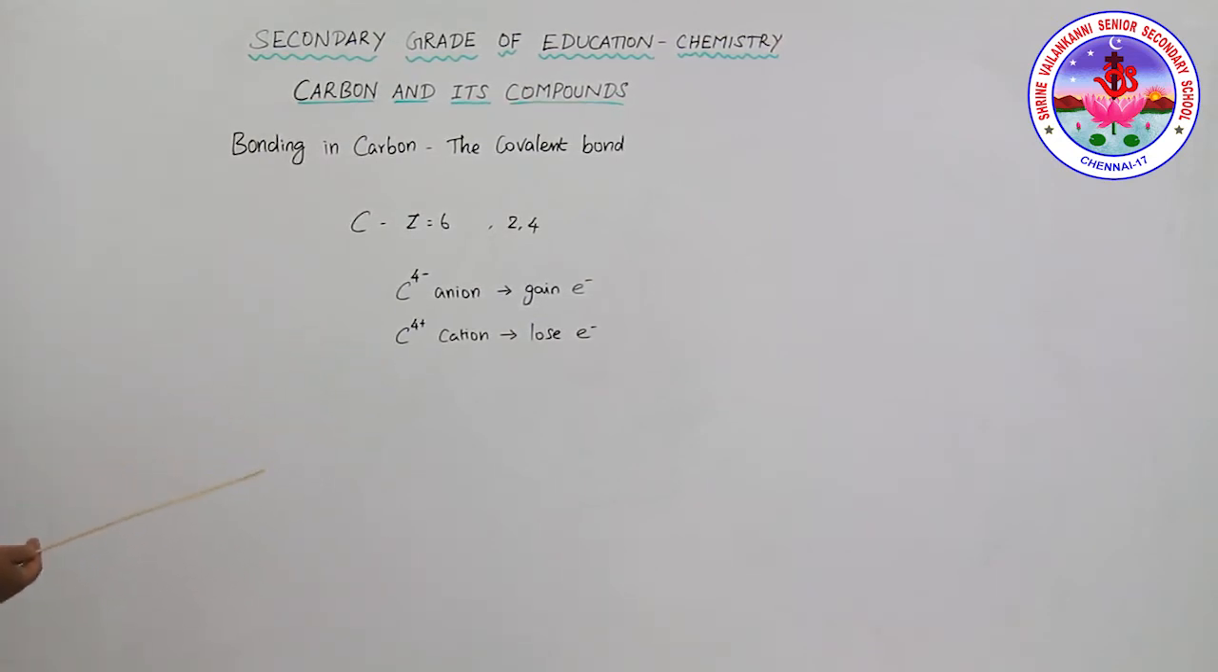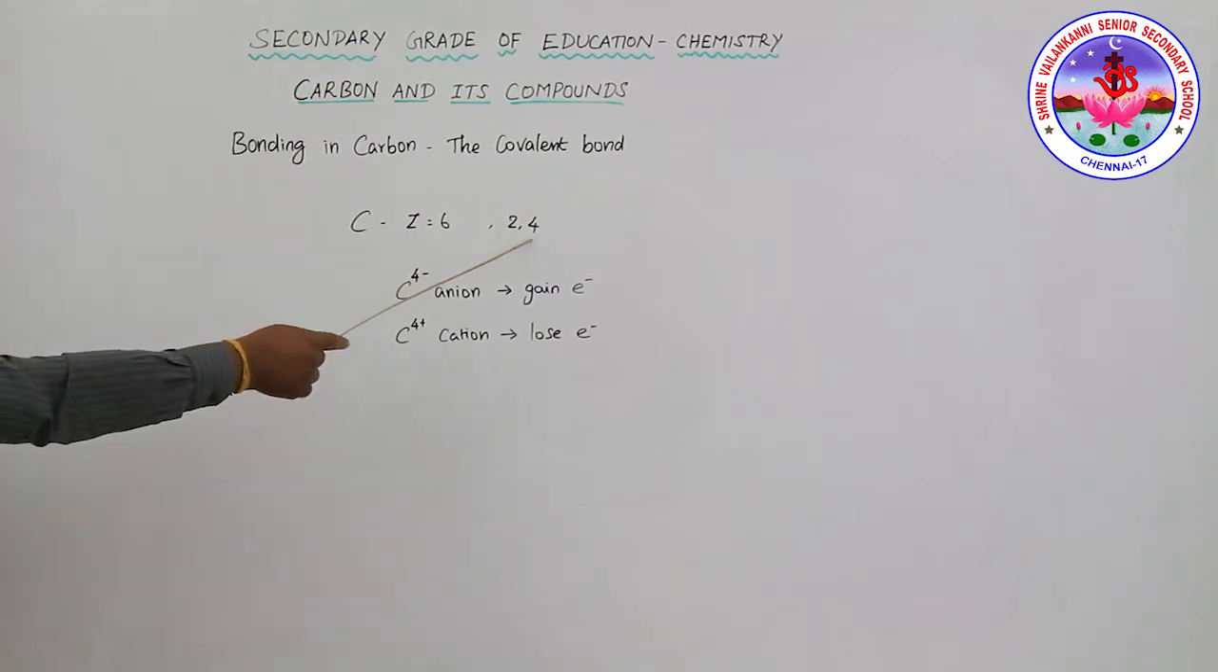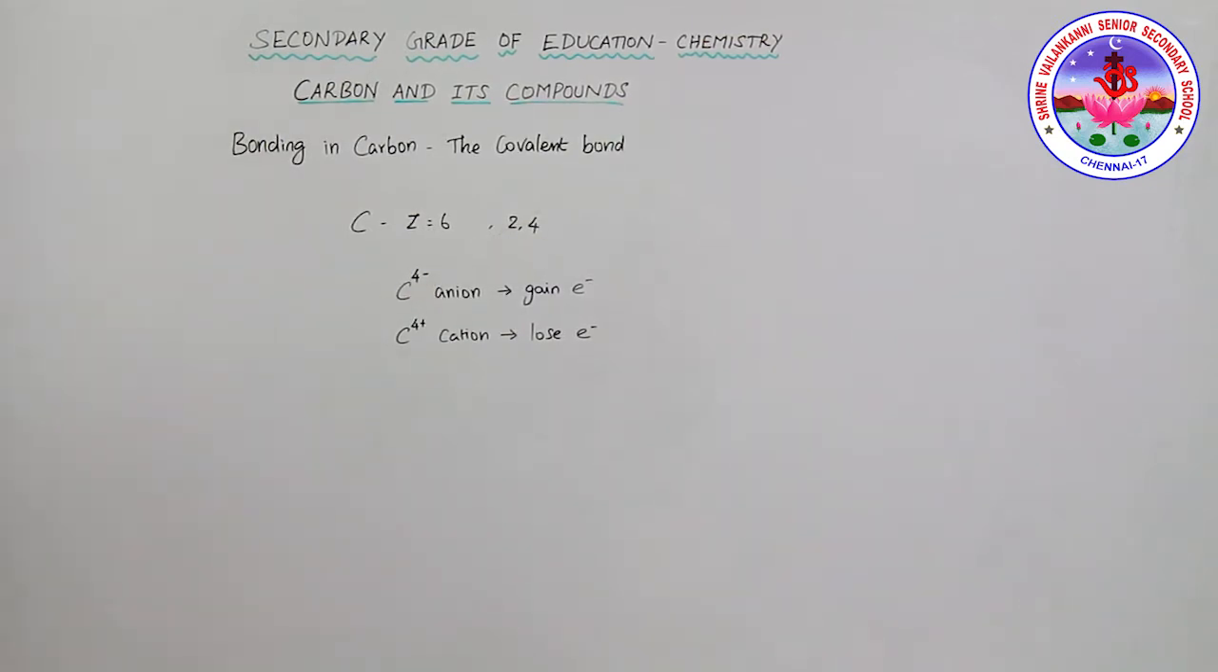In the case of carbon, it has 4 valence electrons. In the outermost shell, suppose it loses or gains electrons. In case it gains 4 electrons, it forms the C4- anion. But it would be difficult for a nucleus with 6 protons to hold on to 10 electrons, that is 4 extra electrons.